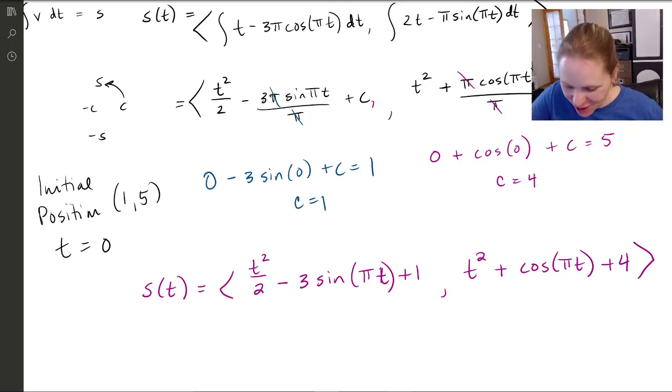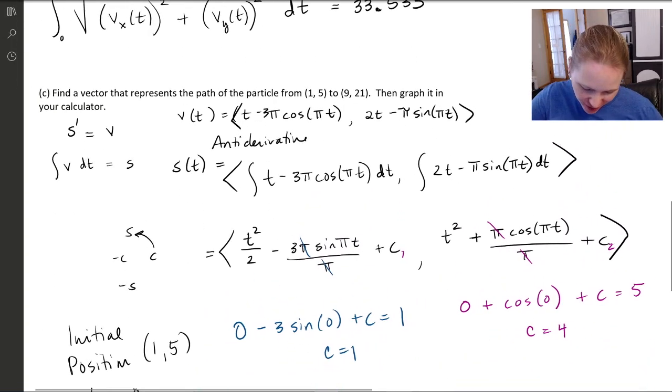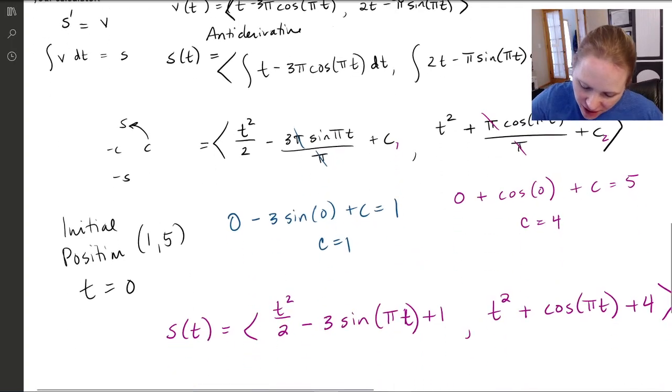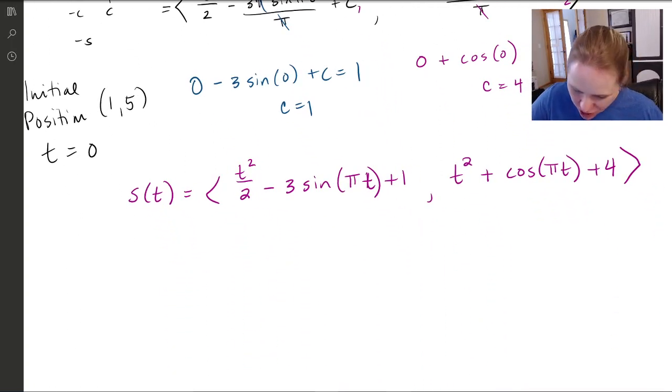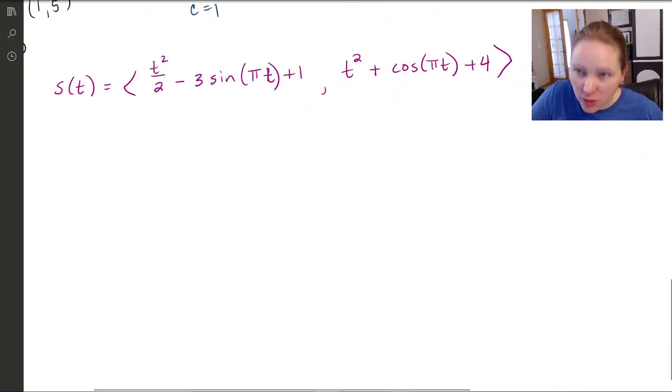Now let's look and see what we needed here. Did we answer the question? Find the vector that represents the path of the particle. Done. Then graph it in our calculator. So let's recall how to graph some parametric equations. This would be a good little practice problem to make sure we know what we're doing here. So let's get out our graphing calculator.